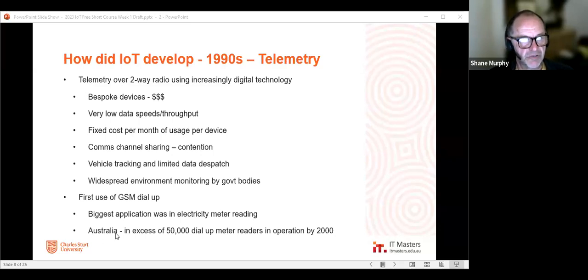But essentially, in Australia, there were in excess of 50,000 dial-up meter readers in operation by about 2000, 2002. What they actually did was a big dialer would dial every single meter every night and download the data from that business's usage during the day. And as I said, 50,000 dial-up meter readers. So it had to have a business case. It had to make sense because it was happening, and it's government bodies that are driving that sort of take up. So you get to the end of the 90s and everything's on the edge. Things seem to be happening, but they're not quite happening.